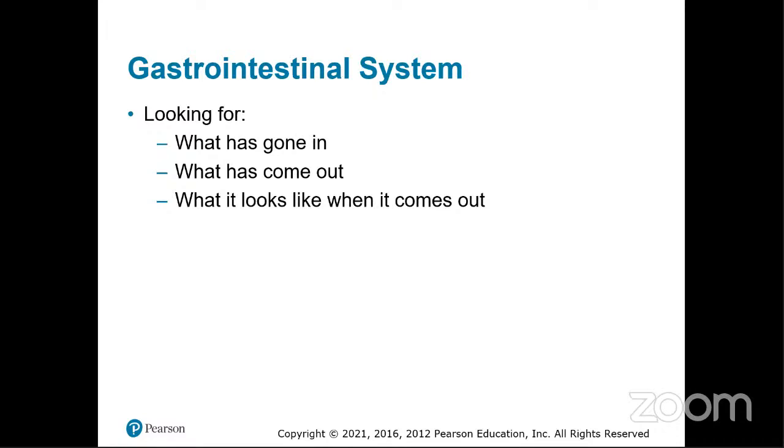Oh, the good old GI system. Okay. Most of the time, you won't deal with the GI other than some bleeding. We'll go over that one. So we're looking for what's going in and what comes out, and what it looks like when it comes out. I promise you, the first time you smell a GI bleed or somebody throwing up, you'll never, ever forget it, because it has its own very unique smell.